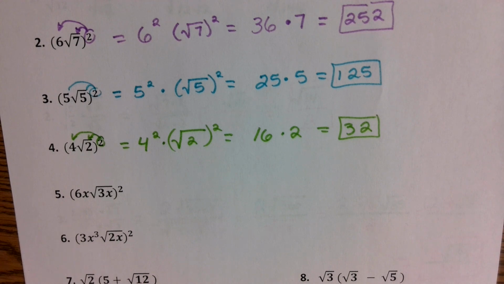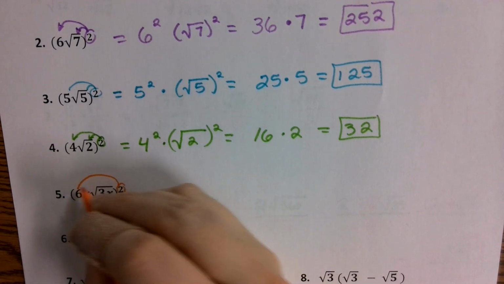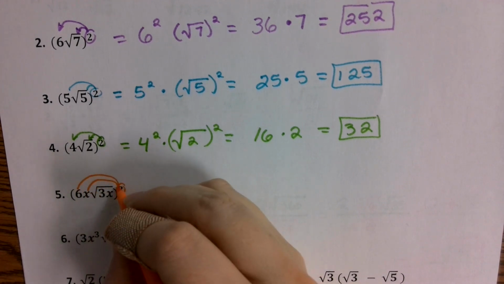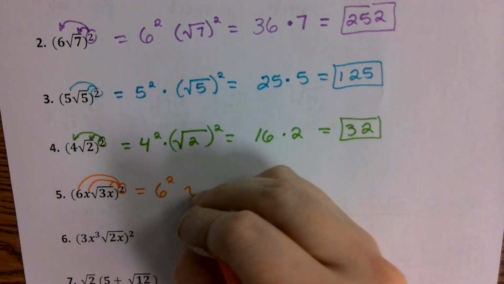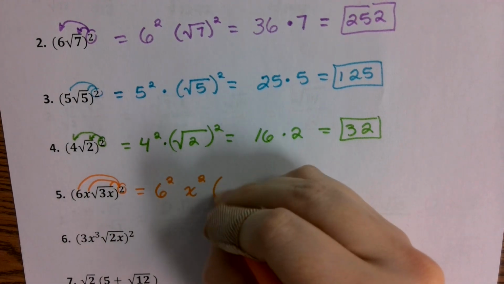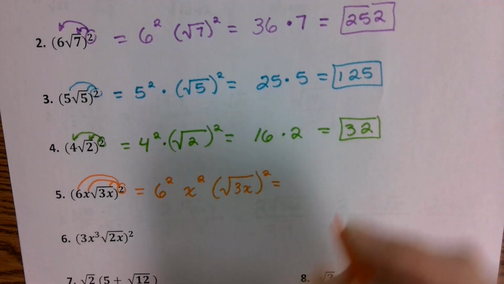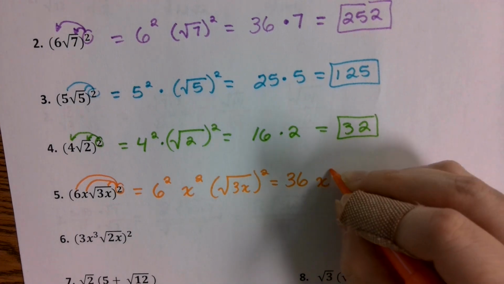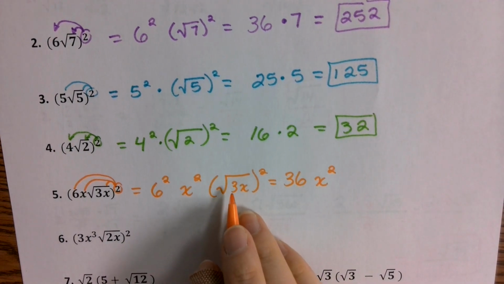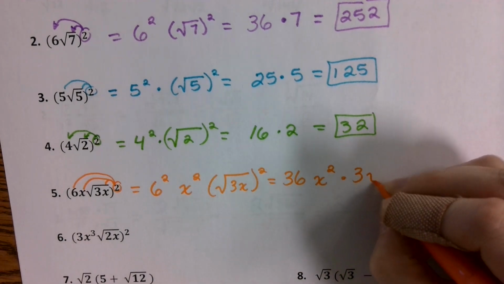the 6, but also to the x and to the square root. So we're distributing it to the 6, to the x, and to the square root. So we have 6 squared, x squared, and then the square root of 3x squared. 6 squared is just 36. x squared is just x squared. And then the square root of 3x squared is just 3x.